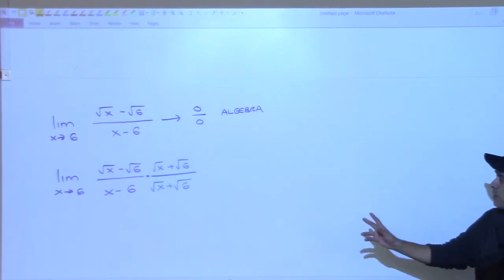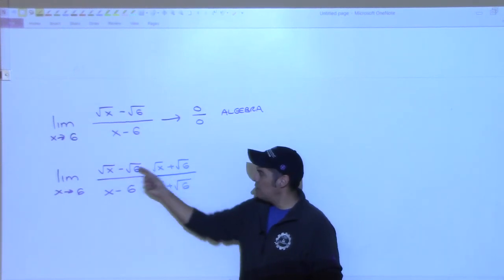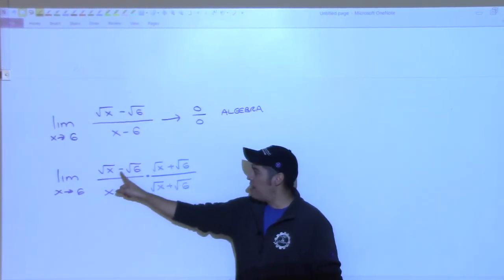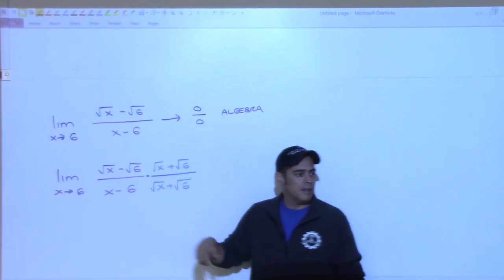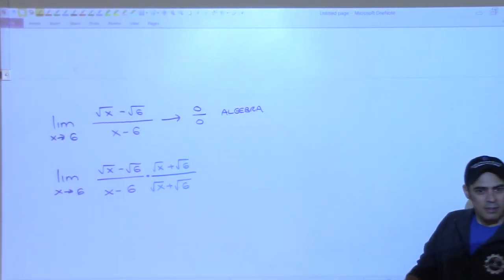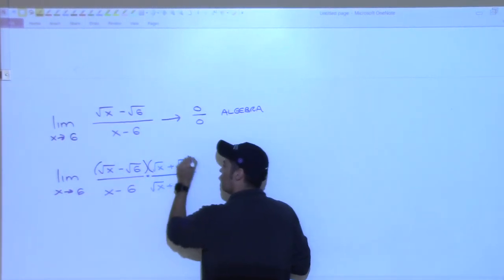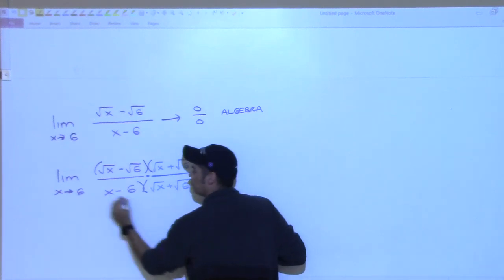Okay, any questions first of all on what the conjugate is? It's just this expression, change the sign. If it's minus, I change it to plus. Now, why do we bring in the conjugate? Because it works. All right, so let's see what would happen here. I'm going to multiply top and bottom.